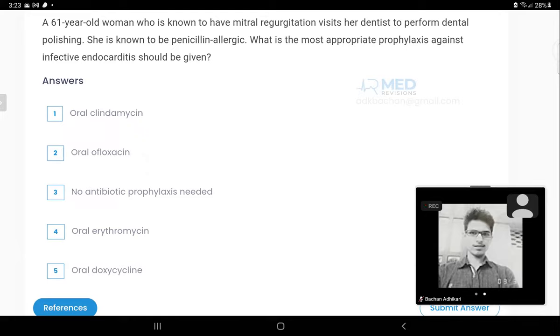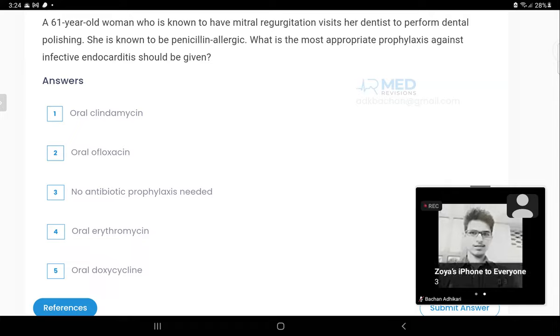All right. This one says, what is the most appropriate prophylaxis needed against infective endocarditis? She is known to be penicillin allergic. You guys have 20 seconds to answer this question. Read the question, and tell me what she might be having. What should she take as a prophylaxis for infective endocarditis?